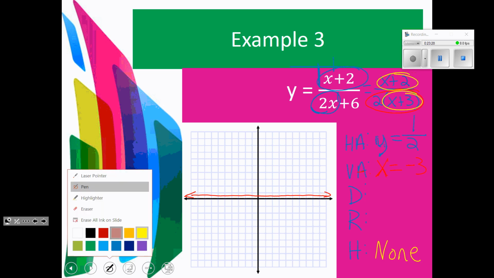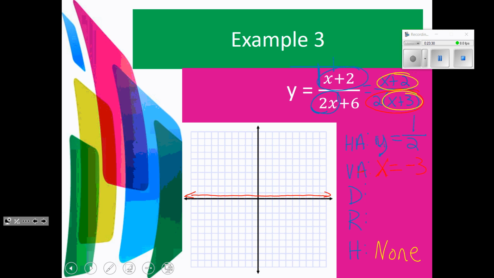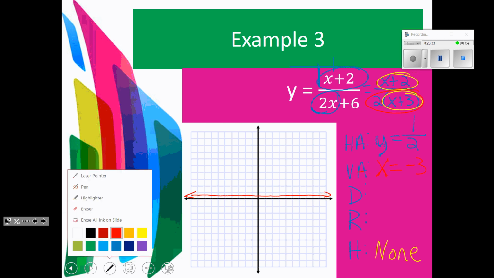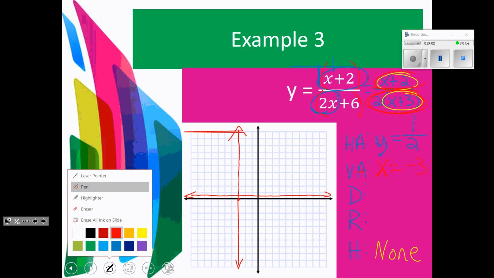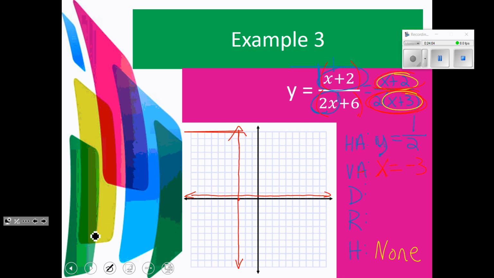So I'm going to go with my colored pencil. I'm going to go where x is -3, which is right here, and I'm going to draw my vertical asymptote. Then I'm going to take a minute and put this in. At this point, let's graph it. Let's put it in our calculator. Just make sure you put parentheses around the numerator and the denominator. And again, you can put in the factored version or the original. It doesn't matter.